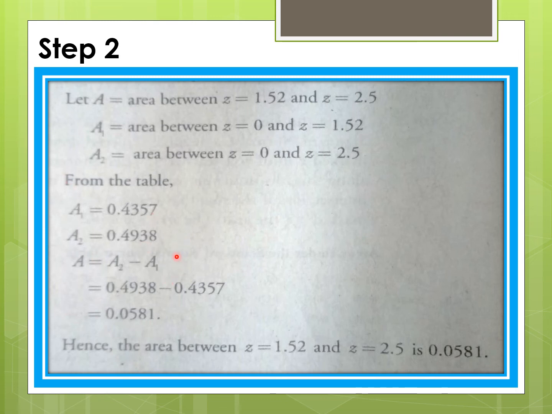Then, after that, isusubtract natin yung area. So, definitely, in subtracting, yung magiging minuend natin, yung mas malaking area. 0.4938 minus 0.4357. So, yung makukuhang difference now will be the area between z = 1.52 and z = 2.5.